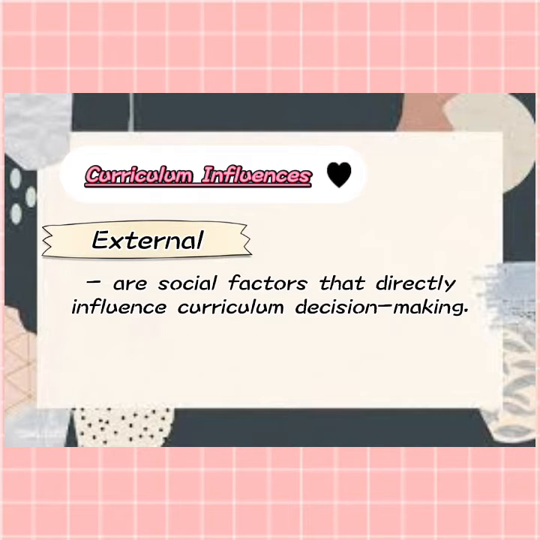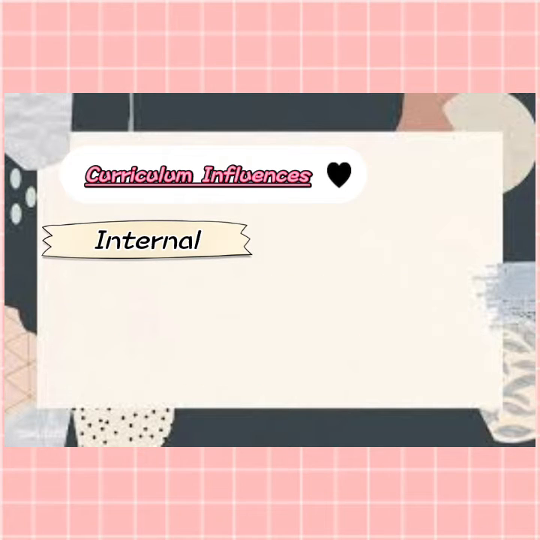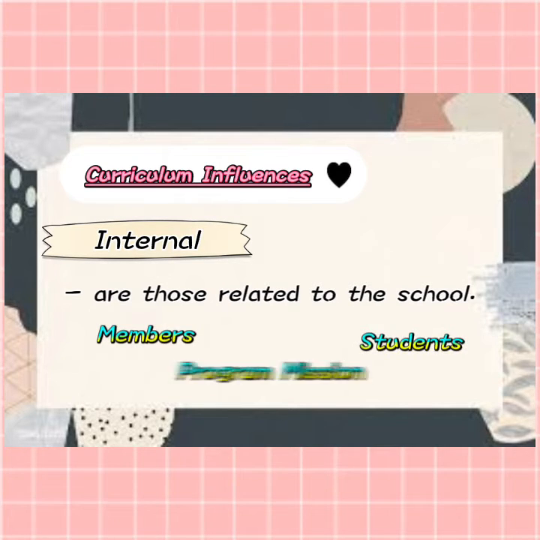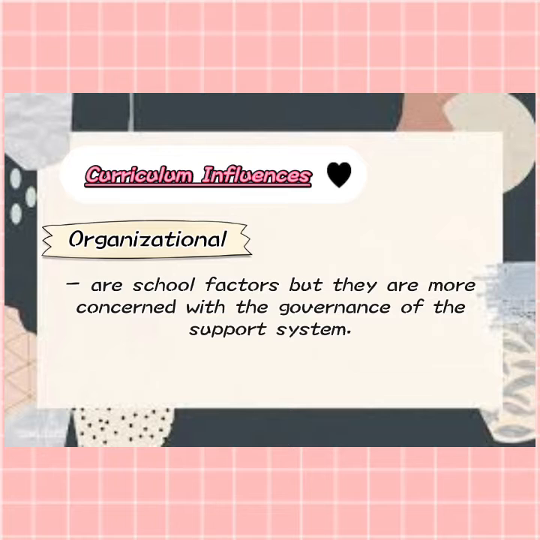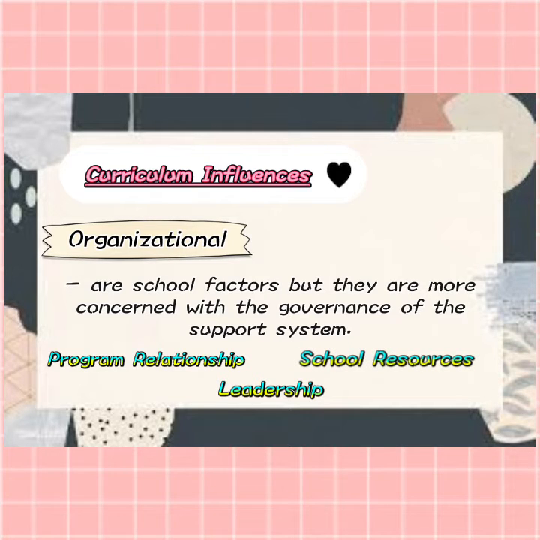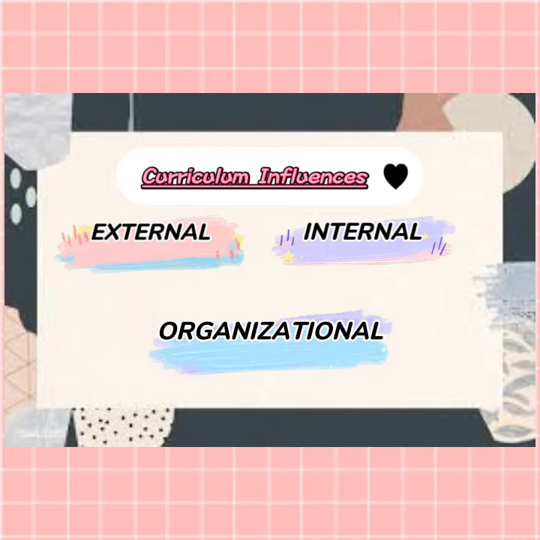What is external? When we say external, these are the social factors that directly influence curriculum decision making, such as the society, market demand, and government. Next is the internal. These are those related to schools, members, students, and program mission. And the third is organizational. These are school factors, but they are more concerned with the governance of the support system like leadership, school resources, and program relationship. Mao to siya ang tulo ka curriculum influences: the external, internal, and organizational.